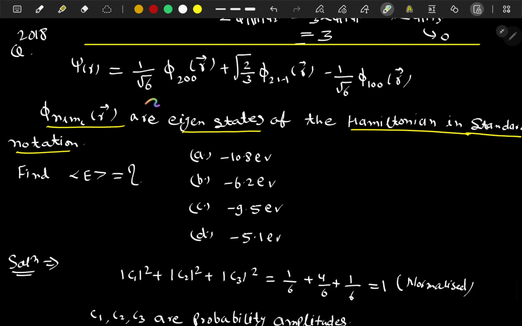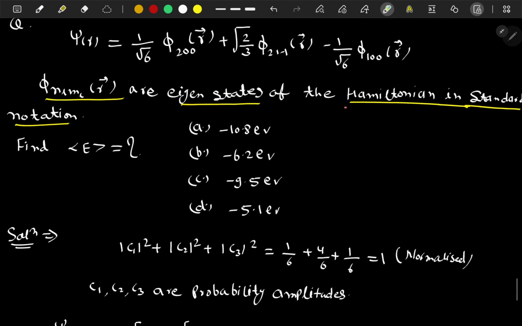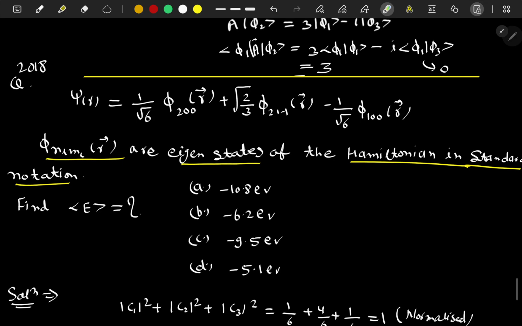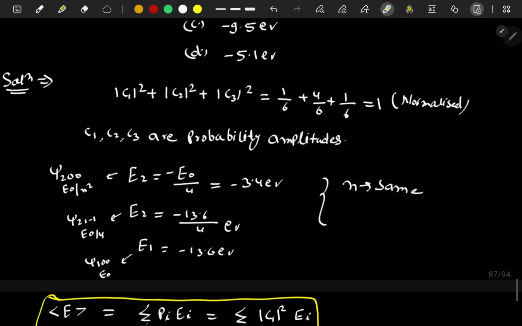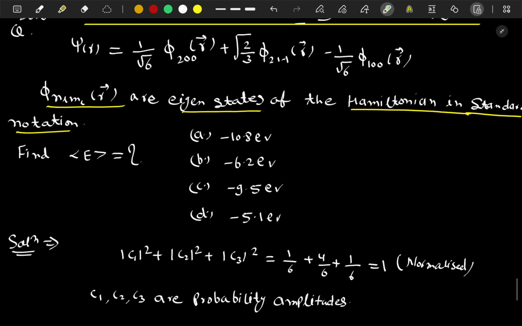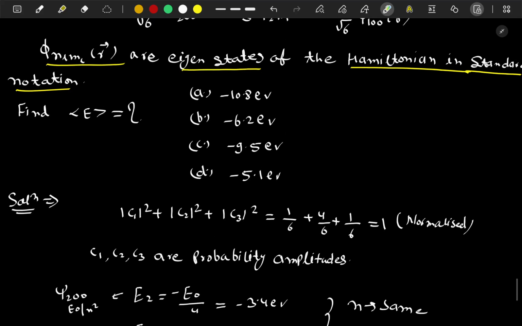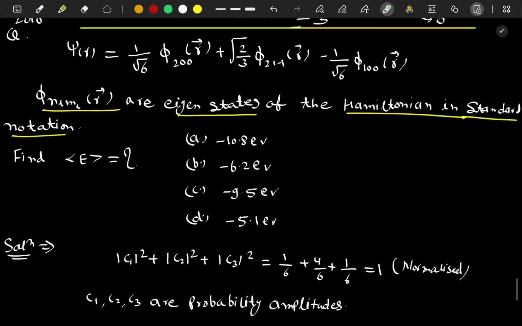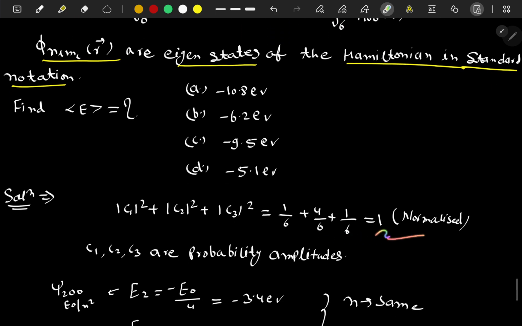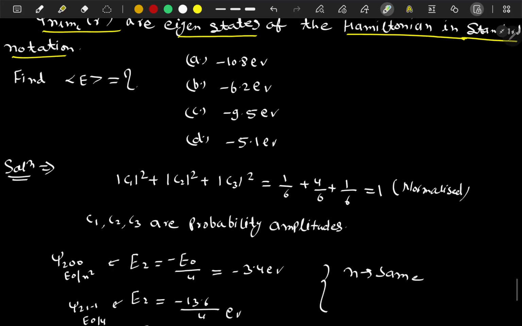Now psi of r is given to us as eigenvectors of the Hamiltonian in the given notation. So for the energy operator, we have to calculate the expectation value of energy. What we have to calculate? The expectation value of energy. So check the normalization, whether the wave function given to us is normalized or not. So 1 by 6, 2 upon 3 plus 1 by 6. Yes, it is normalized. So C1, C2 and C3 are probability amplitudes.